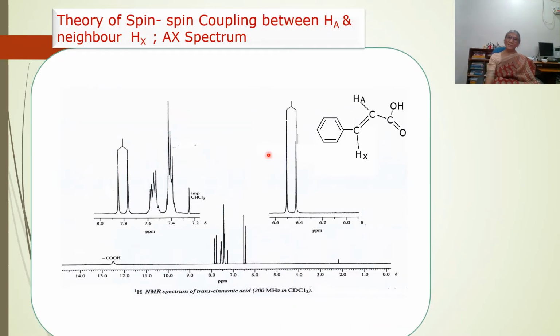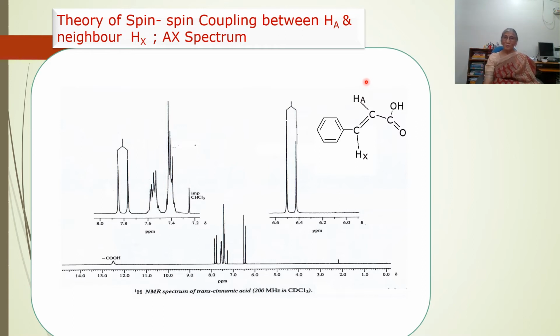We have already seen the NMR spectrum of cinnamic acid, and we have observed a doublet for proton A and a doublet for proton X. That is to say, proton A and proton X show resonance two times. So the question is why this happens. To understand this, take the example of proton A first.